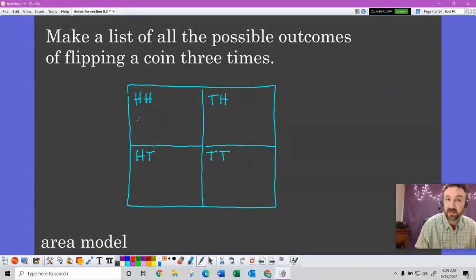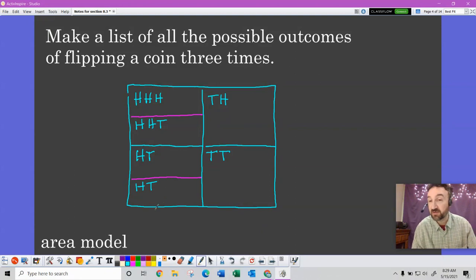Furthermore, we could take those areas and actually split them up into more same-size pieces. So I'm just going to put in another divider here and just show you that both these areas in the top left-hand corner are heads first and then heads second. And then we could get heads third, or we could get tails third. We could split this area in the bottom left-hand corner up into 2 equal pieces. Both of those areas start with a heads first and then a tails second. And then on the third flip, we might get heads, we might get tails.